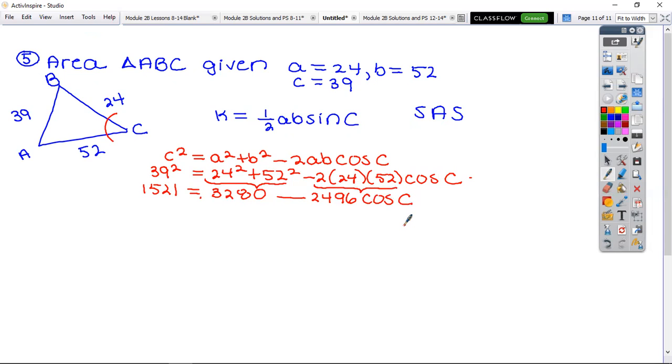Now, the reason I wanted to make you use this is because what do we never do with those two numbers? Don't ever combine them. Instead, you must subtract the 3280 to the left. Okay? You're going to move this over. So I go 1,521 minus the 3,280. I obtain negative 1,759 equal to negative 2,496 cos C, and then divide.